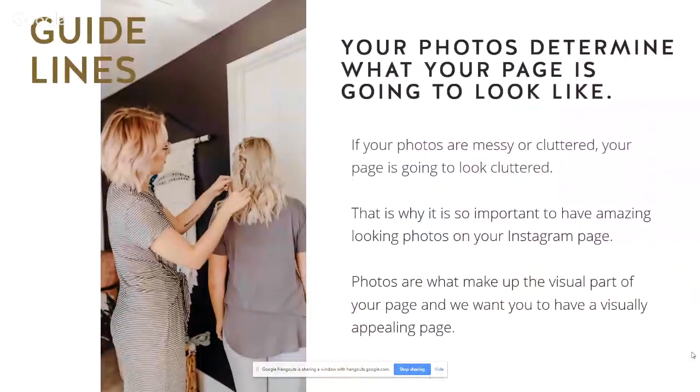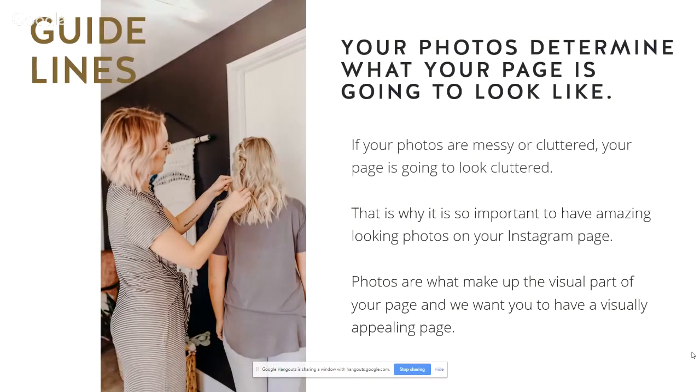Your photos are going to determine what your page is going to look like. If your photos are messy or cluttered, your page is going to look messy and cluttered. That's why it's so important to have amazing looking photos on your Instagram page, because the photos are what make up the visual part of your page. And we obviously want you to have a visually appealing page.